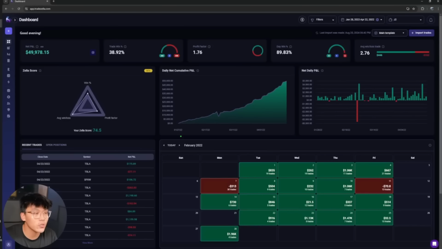As you can see, we're back on my TradeZella here, and I want to talk about some statistics that might shock you guys. A lot of people talk about win rate.